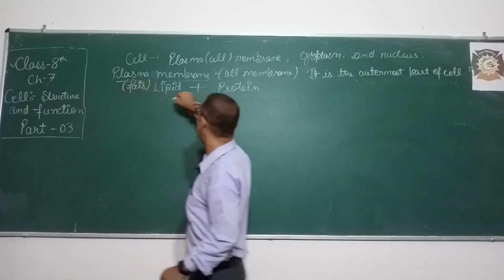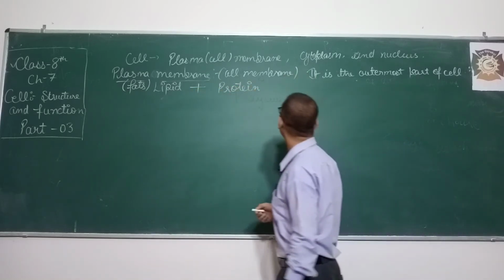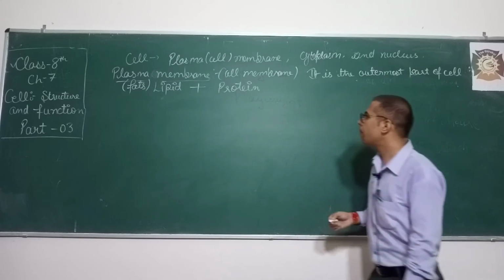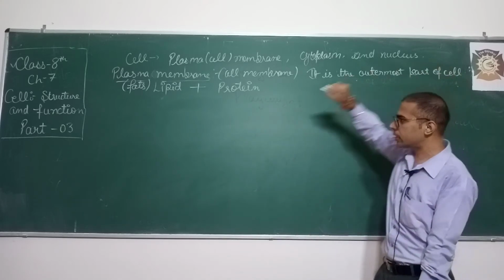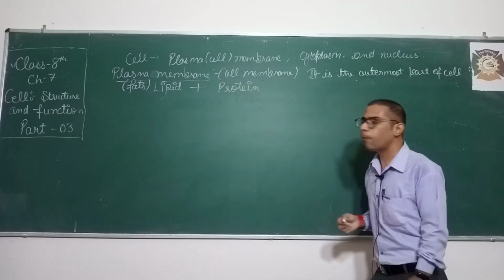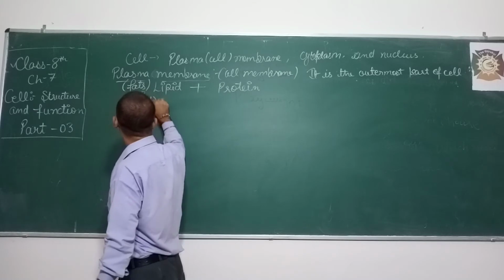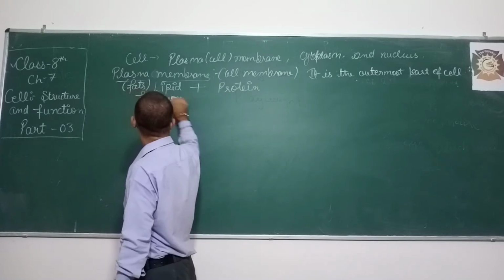Okay, so it is made up of fats and protein. That's what our plasma membrane is made up of. So plasma membrane is the outermost part of the cell, and it is made up of lipids and proteins. Now plasma membrane has some functions, so let's study the function of plasma membrane.